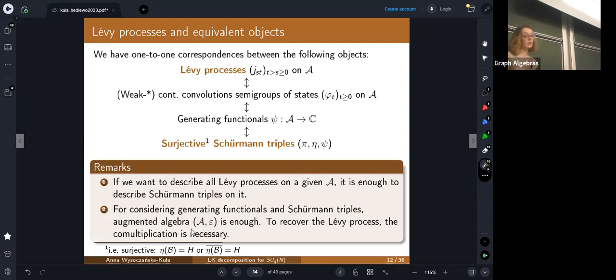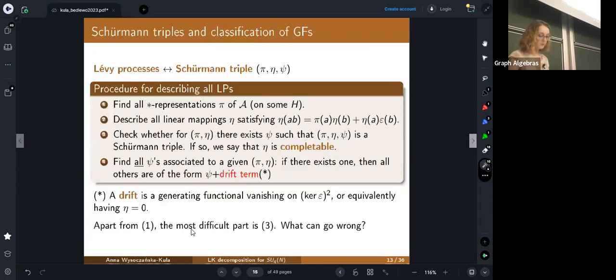Okay, so now if we want to describe all Lévy processes on a given star-bialgebra, basically it's enough to describe all Schürmann triples. And here, the problem I posed at the very beginning was really of an algebraic nature. We used only the augmented algebra structure. This is the same for the Schürmann triple. But in fact, if we want to keep this motivation coming from Lévy processes, particularly if we want to go back and reconstruct a Lévy process from a Schürmann triple, we still need this bialgebra structure and the comultiplication. So the problem now, since we want to describe all generating functionals, is somehow to study all the possible Schürmann triples.